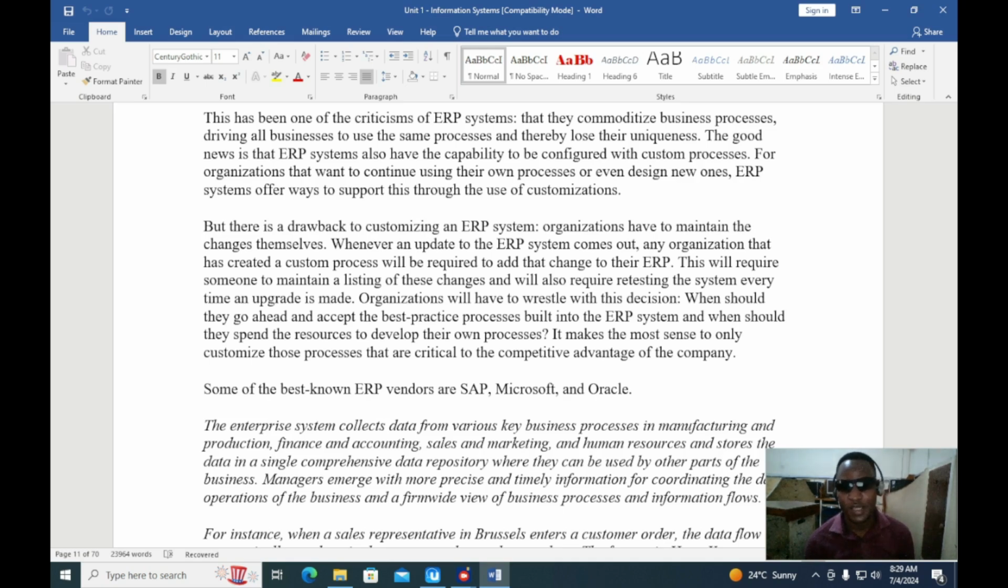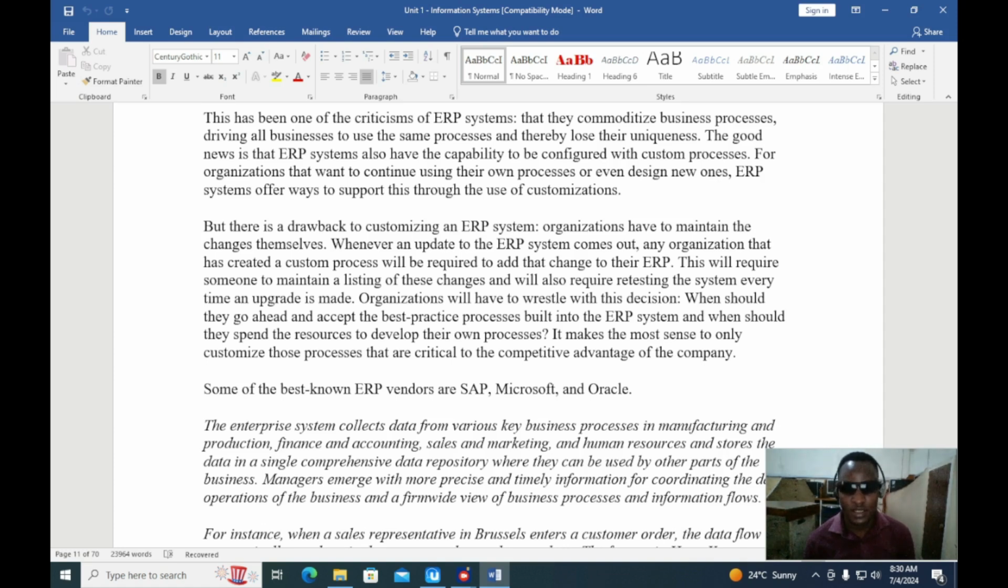So if an update of an ERP system is out, then any organization that has put in some custom processes will be required to make sure that they are putting the change into their own ERP. This is going to need some people that are going to be in charge of maintaining maybe a list of those changes, and will also need some retesting every time the upgrade is made.